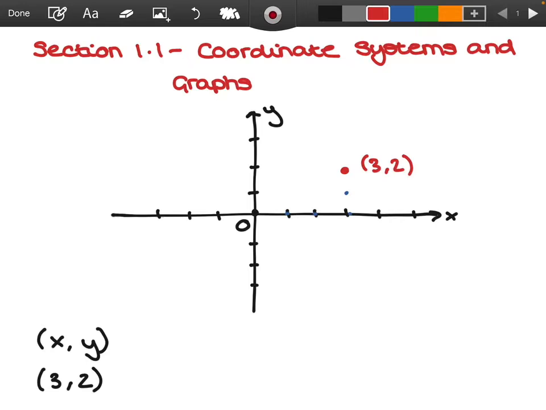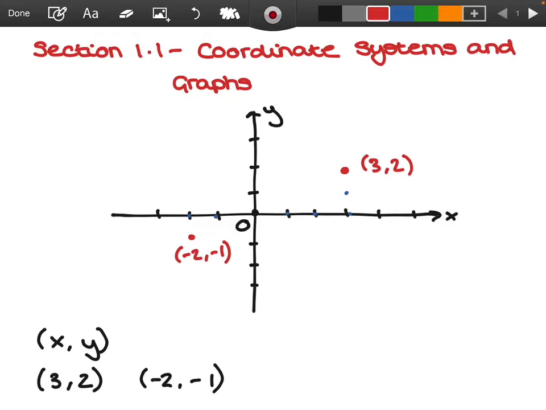Let's try (-2, -1). So (-2, -1) has both a negative x and a negative y coordinate. So we go negative 2 across on the x-axis, so I'm going 2 units to the left on the x-axis and 1 unit down on the y-axis. So I go negative 2, which is 2 units to the left on the x-axis, and then 1 unit down on the y-axis. So my point (-2, -1) would be there.